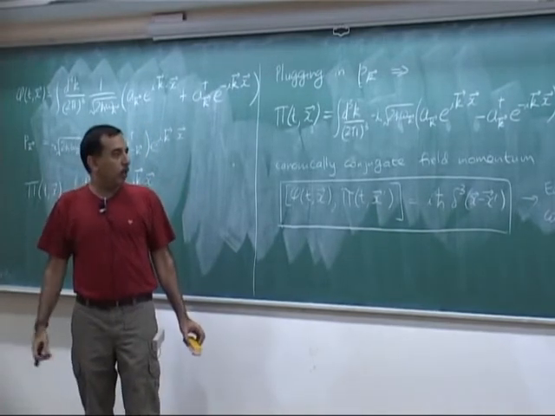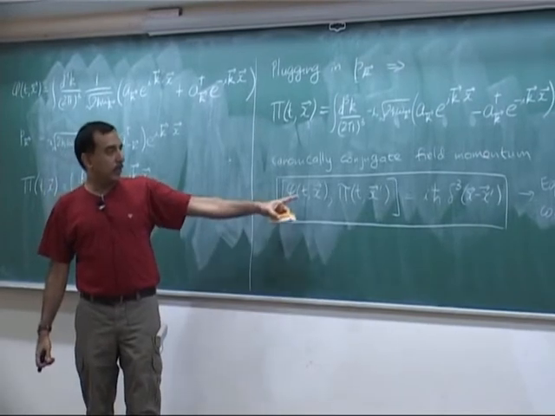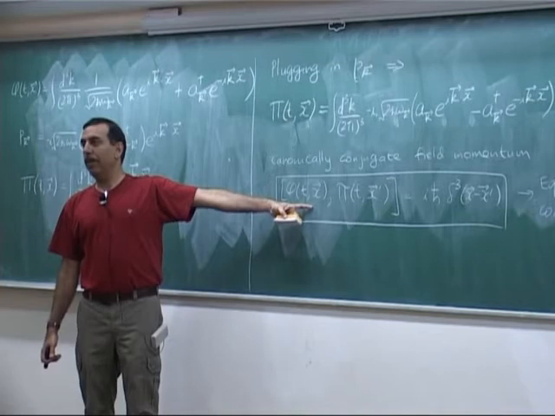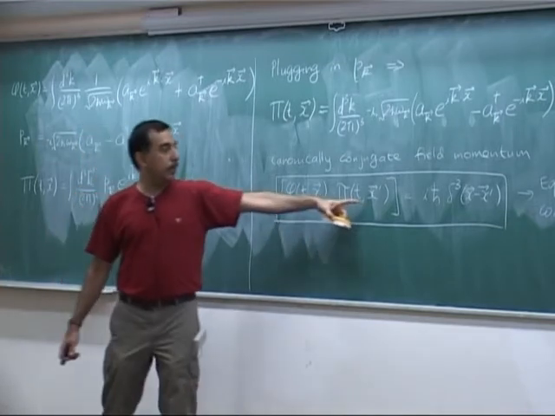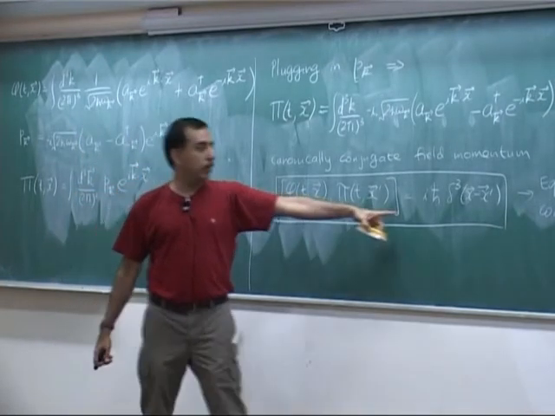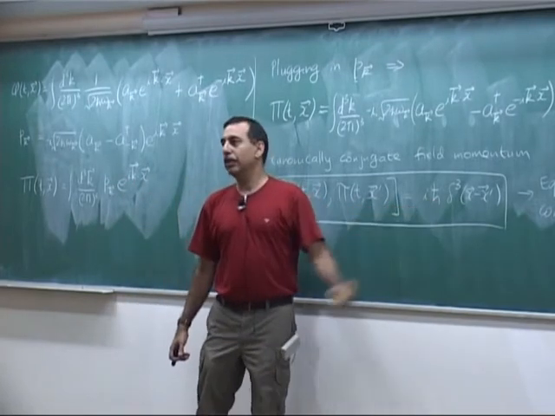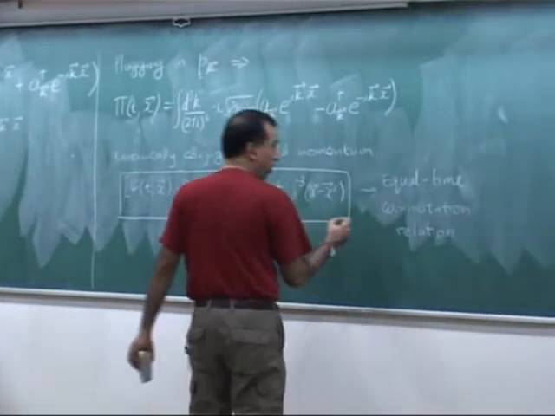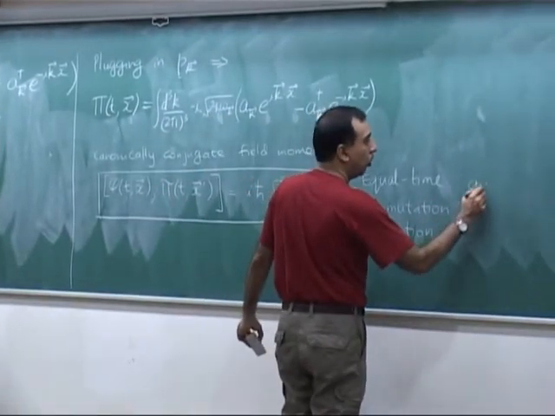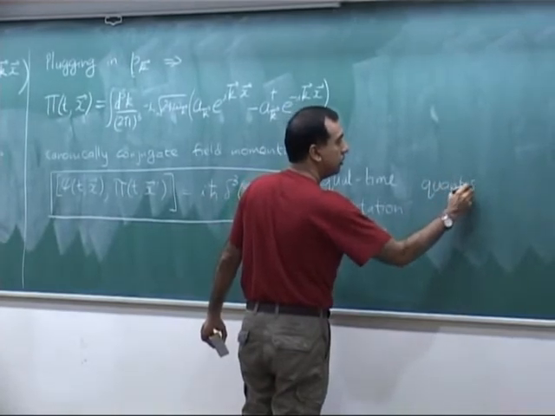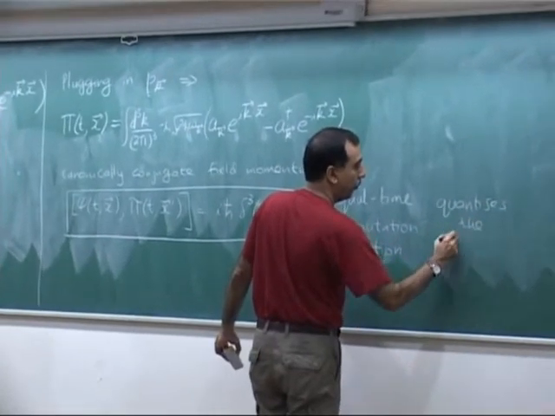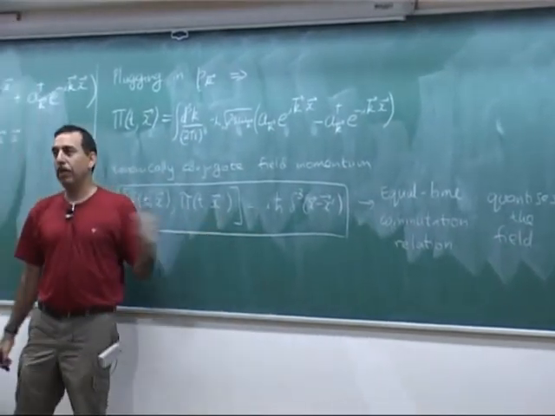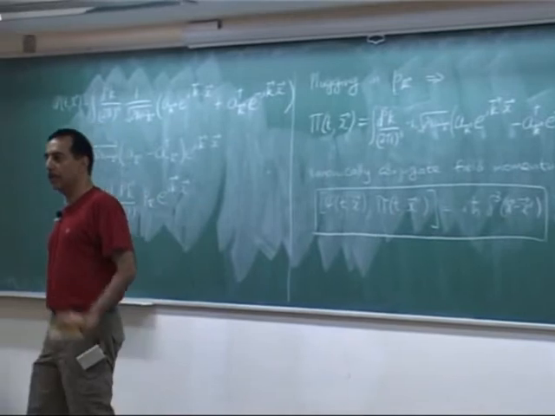But if you just want a formal relation which tells us that this field is quantized, then this is that relation. A field or any variable is quantized when it and its canonical conjugate momentum have a non-zero commutator proportional to h bar. So this equal time commutation relation has the effect of quantizing the field. So once we have this, then we are sure that we are doing quantum field theory and not classical field theory.